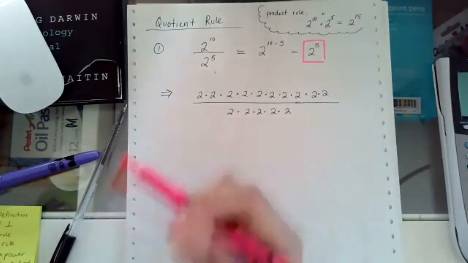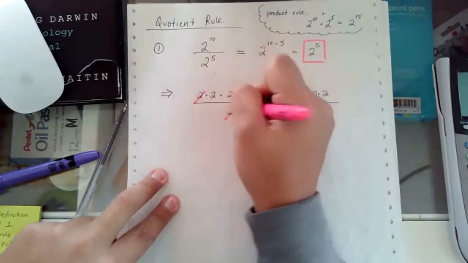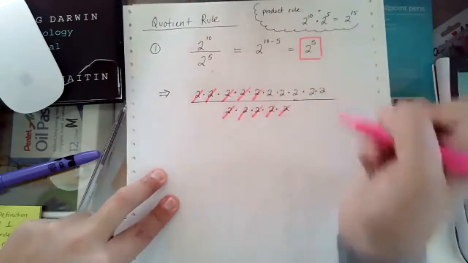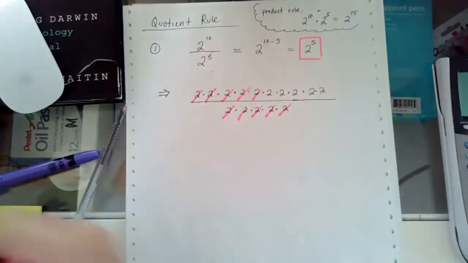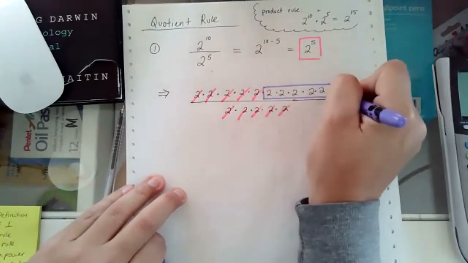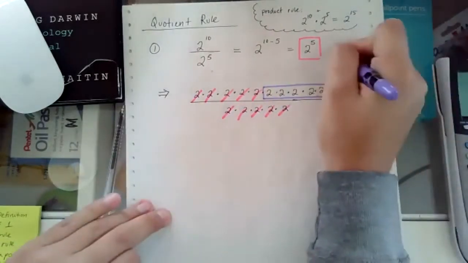And we can cancel common factors. So we can cancel this 2 with that one, this one with that one, this one with that one, this one with that one, this one with that one. And then how many 2's do we have left over? 5. 5 2's.